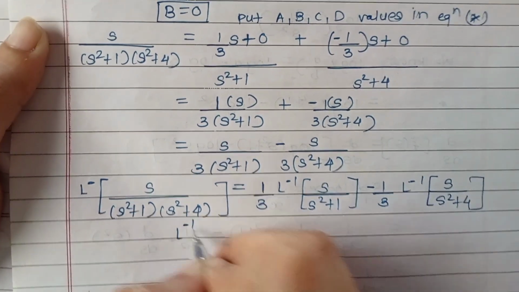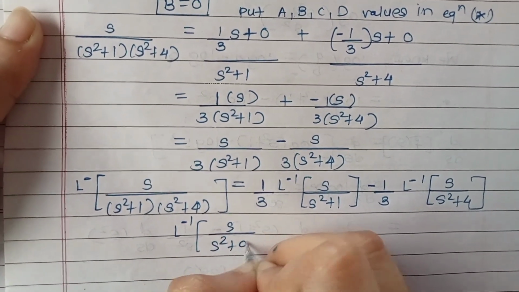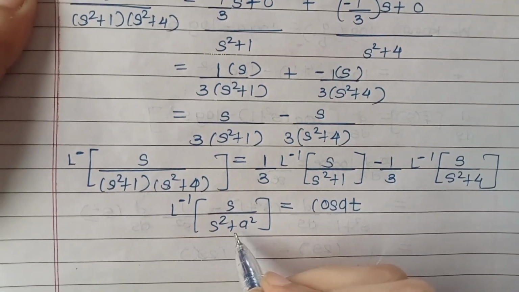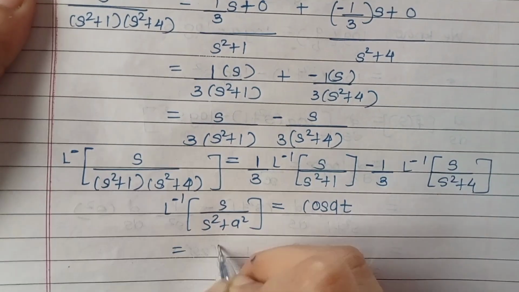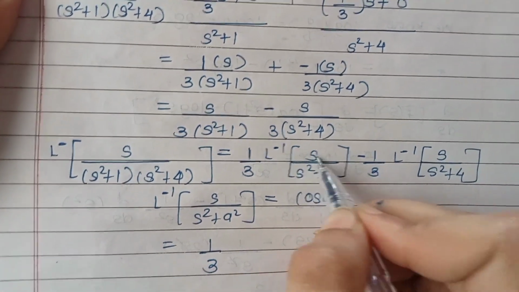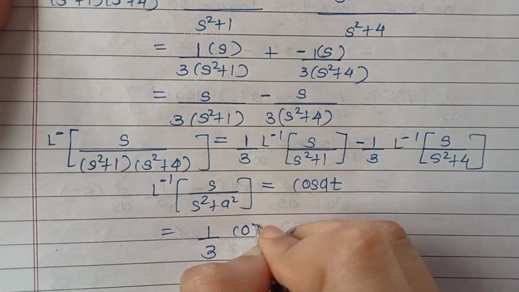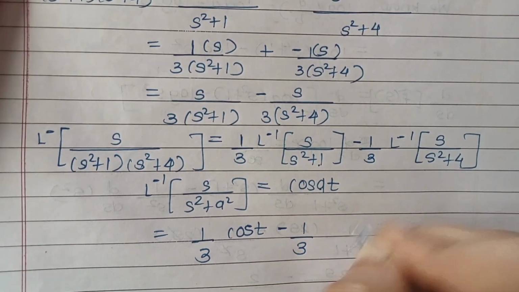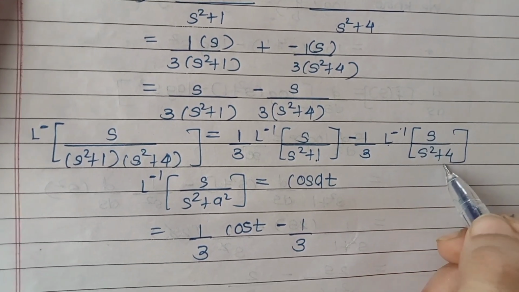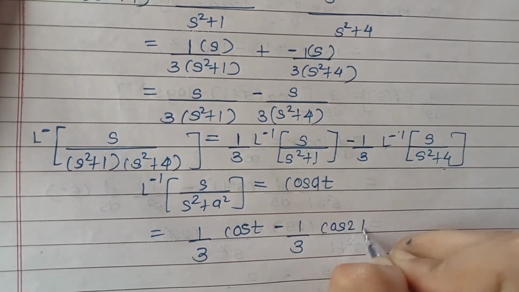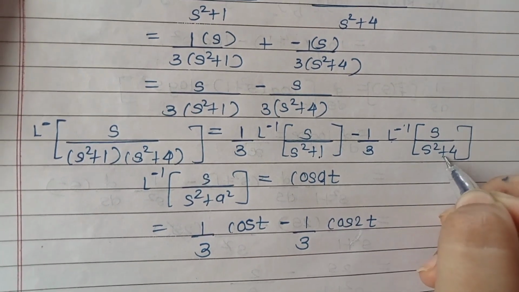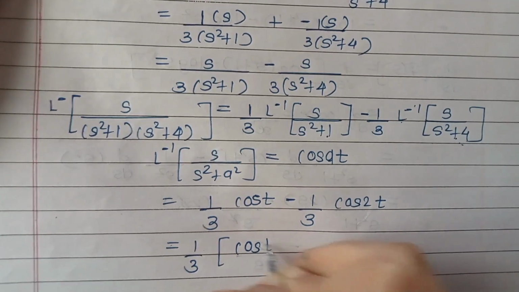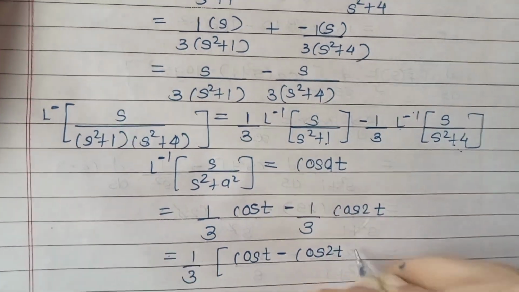What is the inverse Laplace of s by s square plus a square? According to the formula, it is cos at. So comparing this formula with these two terms, we will get this 1 by 3 as it is, inverse Laplace of s by s square plus 1 is cos t, because the value of a is 1, minus this 1 by 3 as it is, inverse Laplace of s by s square plus 4 is cos 2t, because the value of a is 2. Okay, so here we will take 1 by 3 common out. We'll get 1 by 3 times cos t minus cos 2t as our final solution.